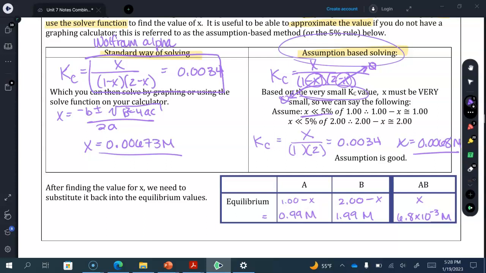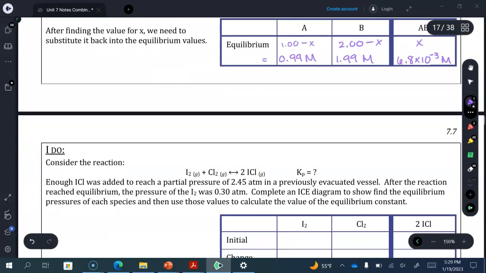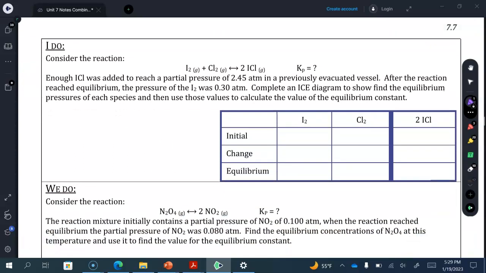But those are challenging, so get in the habit of practicing and working out those problems and thinking them through. That way, when you're faced with one on the AP test, it is not a surprise and it is easy to tackle. So let's go over this I do.